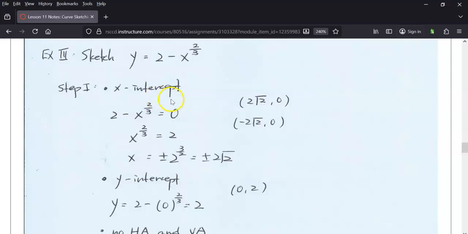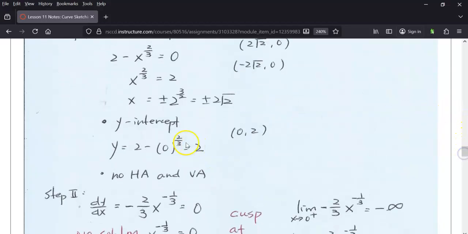Now we're going to find the x-intercept by doing the same thing. Set our function equal to 0 and solve for x, so we get 2 radical 2 and negative 2 radical 2. That's our x-intercept. And for our y-intercept, once we plug 0 into the original equation, you get (0, 2). Again, no horizontal asymptote or vertical asymptote.